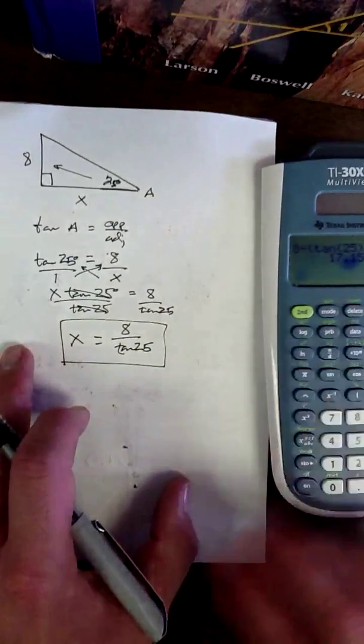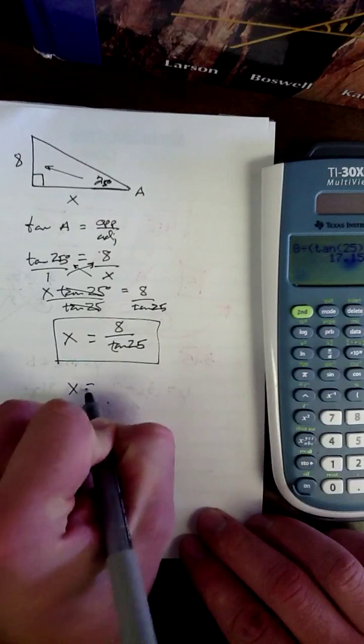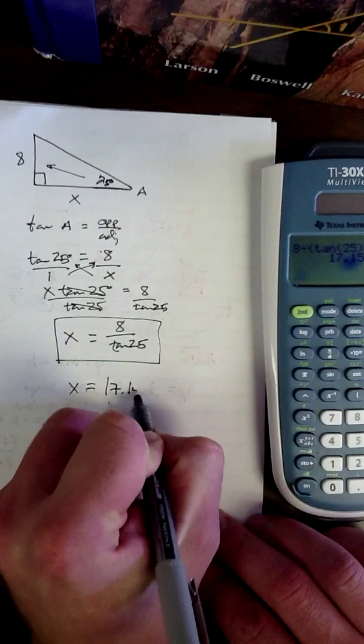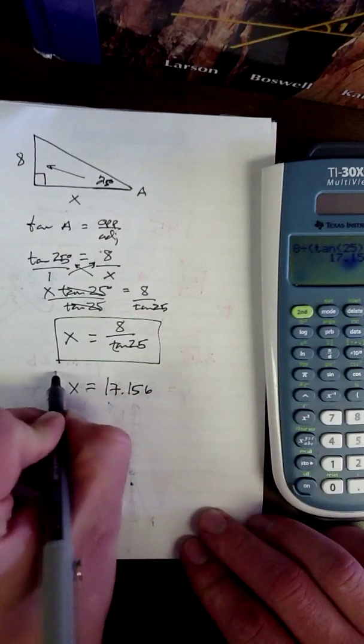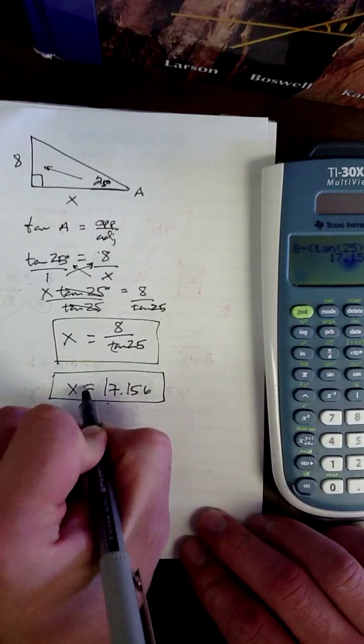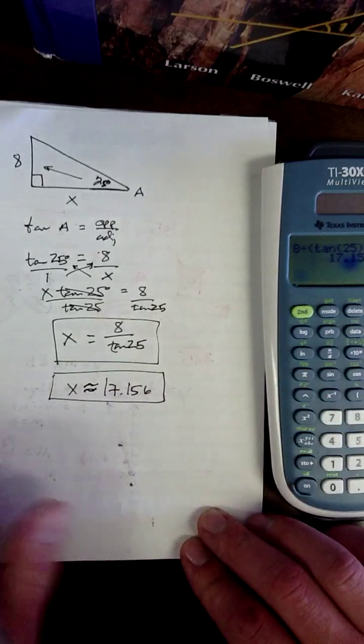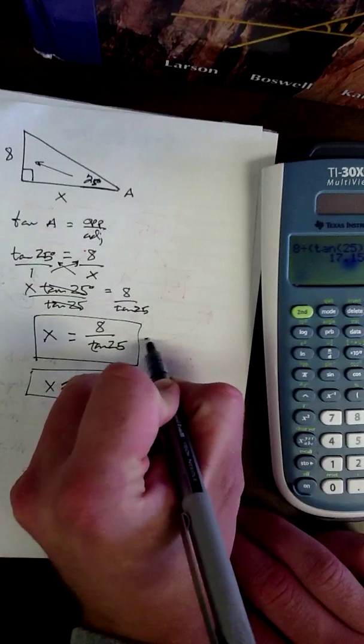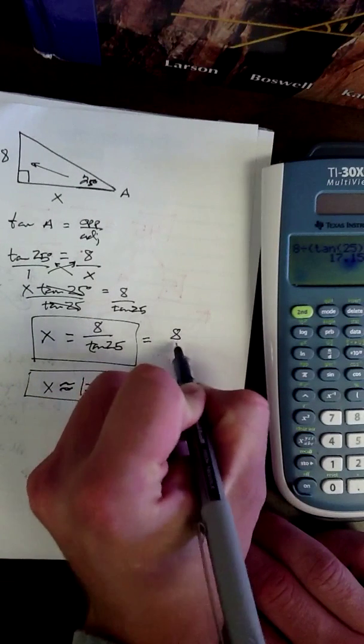So this value, 8 divided by tangent of 25, is 17.156. So we can write that out here. X is equal to 17.156. That is going to be the approximate value, and a lot of times you'll see these double squiggles, which means approximately.